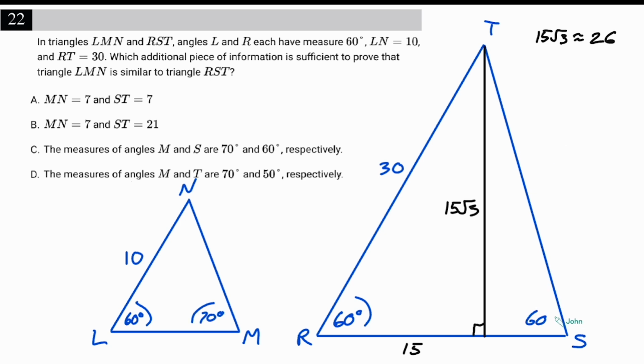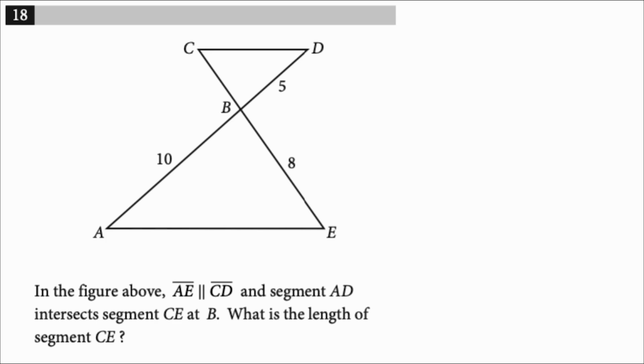Answer choice C produces triangles with different corresponding angle measures, so that's wrong. But D gives us 3 sets of equal corresponding angles. In the figure above, AE is perpendicular to CD, and segment AD intersects segment CE at B. What is the length of segment CE?